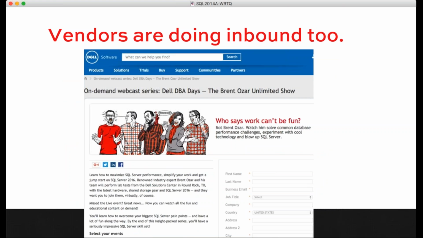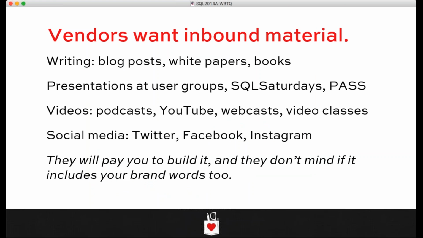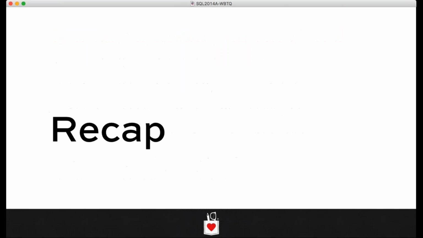Dell, same thing. They have a bunch of things that people will sign up for, and they say, here you go, it's totally free, here's a set of videos. Check this out, and hopefully you'll learn a little stuff too. Vendors can be your partner in building your own brand. Vendors need blog posts, presentations, white papers, videos, podcasts. They want help on social media. Once you've shown that you're an expert in building up your own brand, vendors will pay you to help build up both their brand and yours, so you can actually get paid while you're doing this as well.